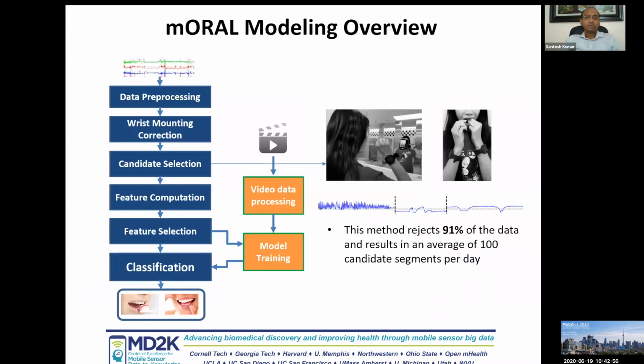So for this process, we followed a similar approach of finding the candidates. We use the video data to locate the start and end for labeling. And then the candidate selection was necessary. Otherwise, there were so many hand-to-mouth gestures. And using this method, we were able to reduce the number of candidate segments that is ultimately provided to the machine learning model training to about 100 candidate segments per day.